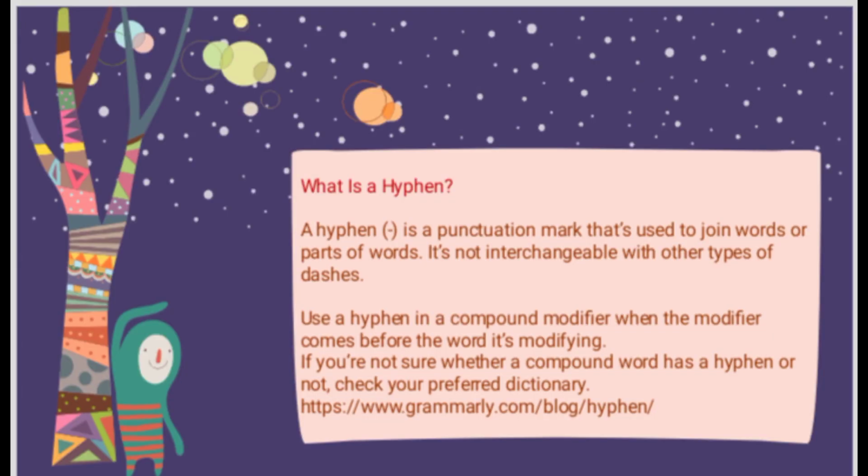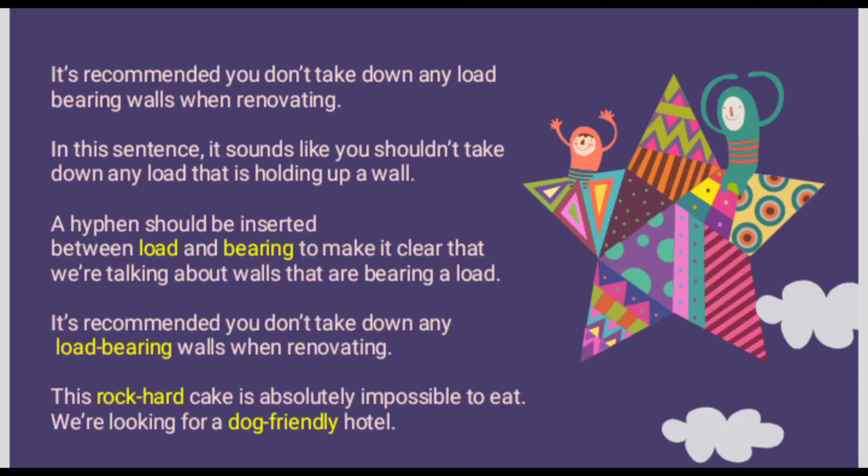Hyphen. What is a hyphen? A hyphen is a punctuation mark that is used to join words or parts of words. It is not interchangeable with other types of dashes. Use a hyphen in a compound modifier when the modifier comes before the words it's modifying. If you're not sure whether a compound word has a hyphen or not, check your preferred dictionary or you can use grammarly.com. It's recommended you don't take down any load-bearing walls when renovating.